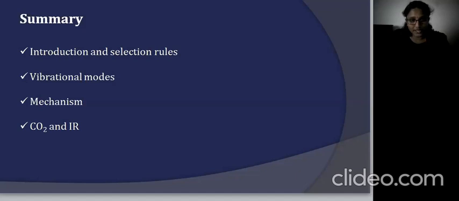I hope you understand this introduction to IR spectroscopy, and in the next class we are going to see the derivation, that is the harmonic and anharmonic oscillator of a rigid diatomic molecule.